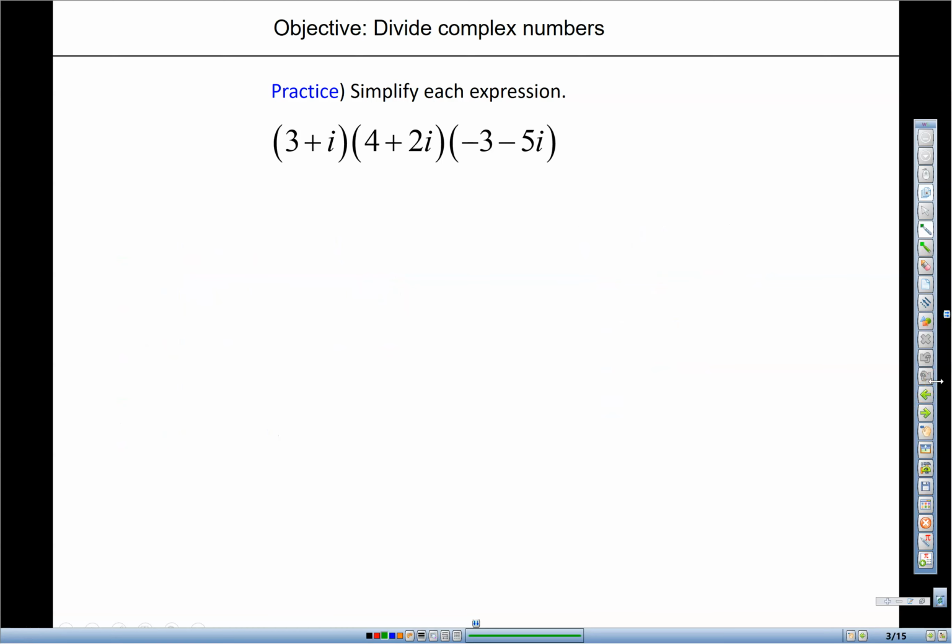Here's a practice problem for you to try. So pause your video here, give this one a try, and then come back to check out the answer.